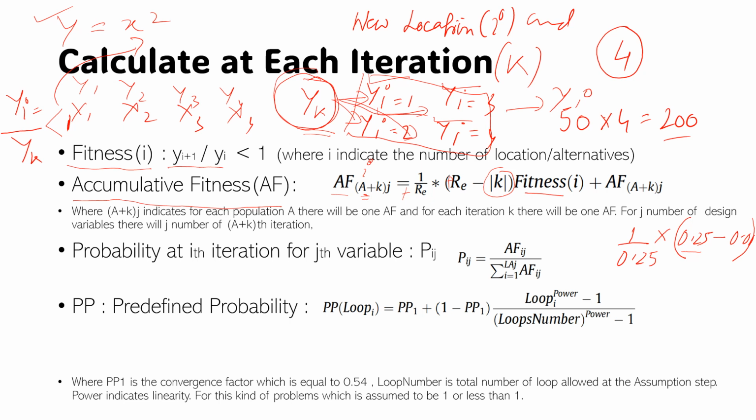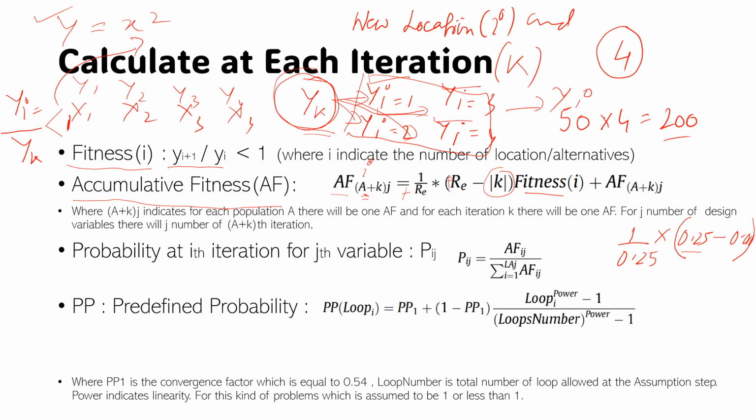So this K will be your 0.01, and this fitness I will be your minimum value of Y. Okay, the minimum value of Y among this 1, 2, 3, 4. When you compare all these 4 Y's with the old Y, and if you get that among these 4 new Y's is the minimum Y.